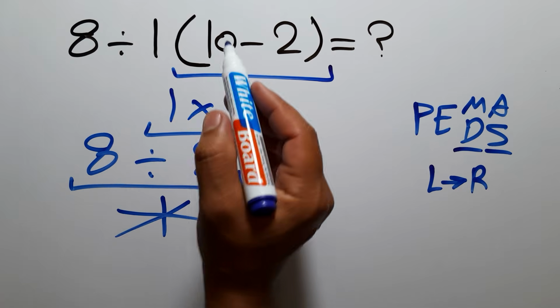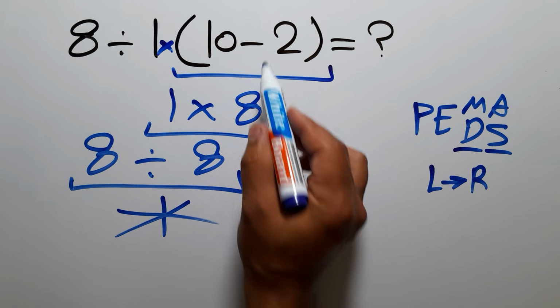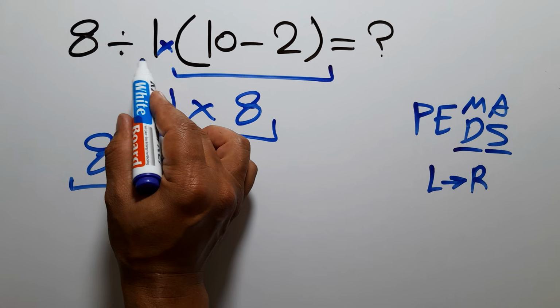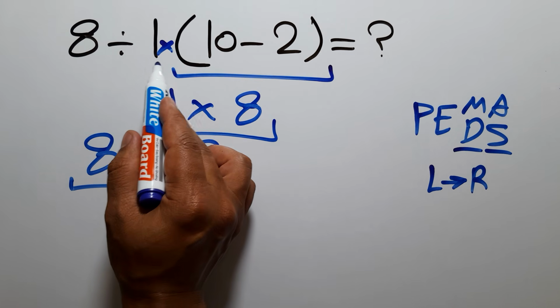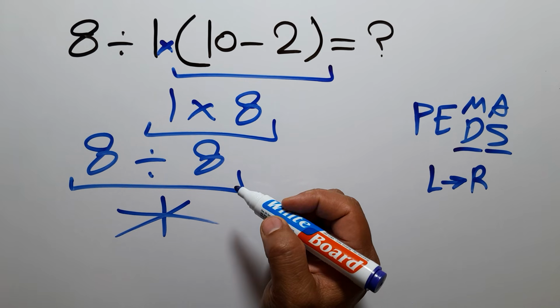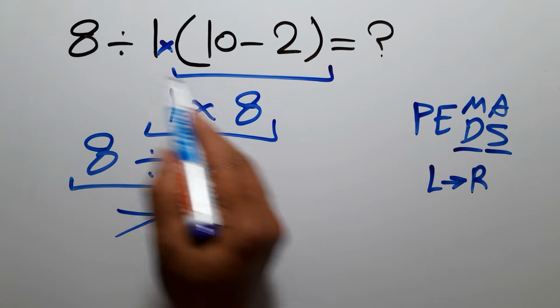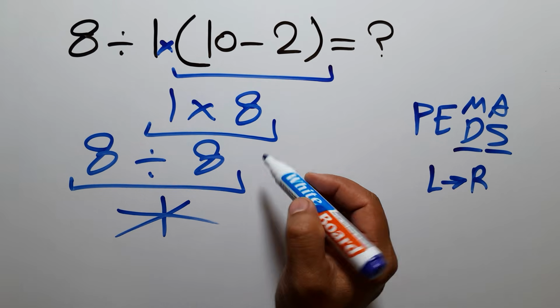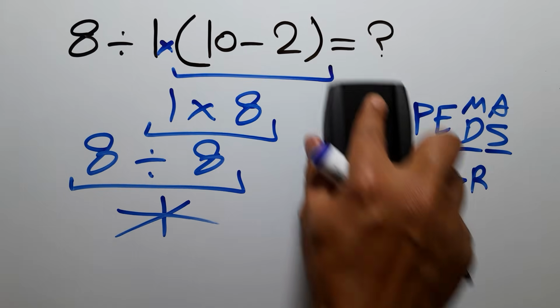In this expression, we have one division, one multiplication, and one parenthesis. Inside this parenthesis, we have one subtraction. Here we have a multiplication because in mathematics, when a number is placed next to parentheses, it means multiplication. And we usually don't write the multiplication sign for brevity. Okay, so according to PEMDAS, first we have to do this parenthesis, then this division, and finally this multiplication. If we do this multiplication before this division, it is wrong.